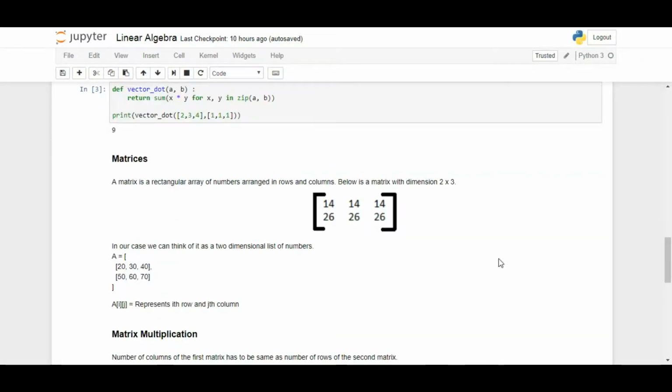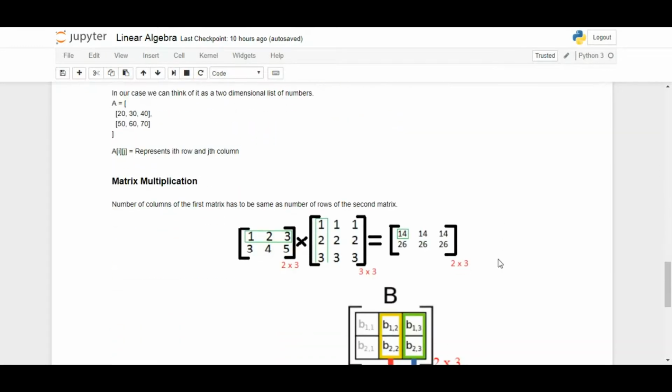Matrix multiplication is very important for machine learning. When you multiply two matrices, the number of columns in the first matrix has to be the same as the number of rows in the second matrix. Here we have three columns in the first matrix and three rows in the second matrix. So now we can multiply. We're going to apply the dot product to the first row of the first matrix and the first column of the second matrix, and that result is going to be the first row and first column of our resultant matrix.